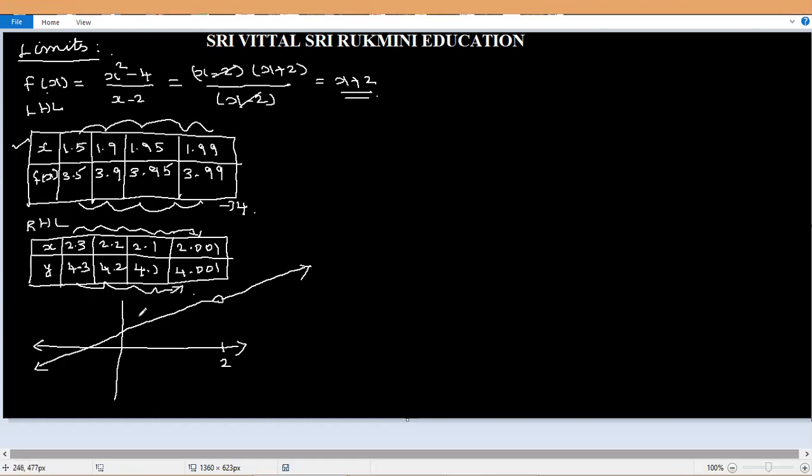So this is 2, 1.5. Now this is the 2.5. This is 3.9. It goes on like this. So the x value is approaching towards 2. The y value is approaching 4. And from here, as the x value is approaching towards 2, that is 3, 2.5, 2.4, goes on like this, the y value approaches towards 4.